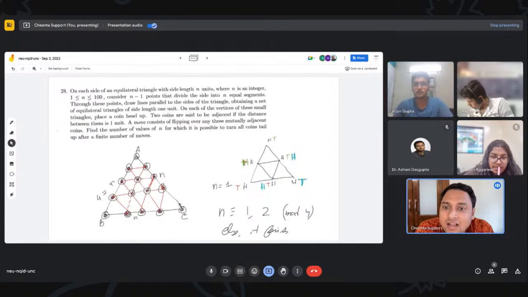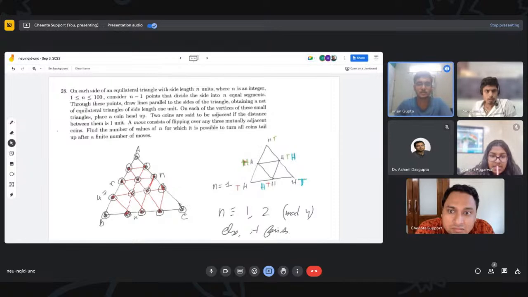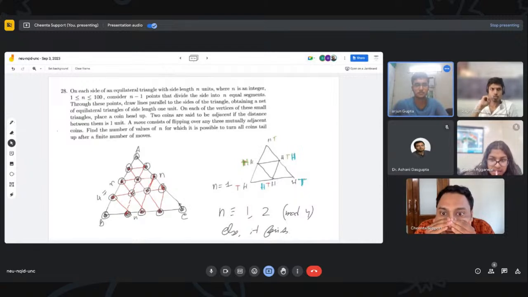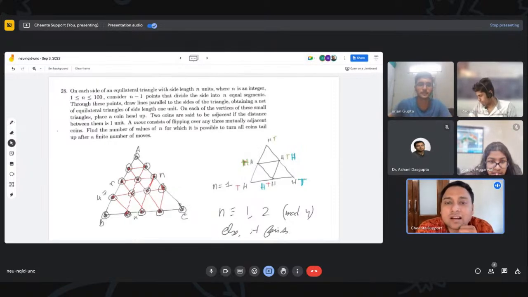So wait, is the answer not a finite number? I meant that if n is 1 or 2 mod 4, then it can be done in a finite number of steps, and if n is 3, it fails. It's only talking about n less than or equal to 100, so the answer becomes 50. Oh, I see. It starts with 100. I see.